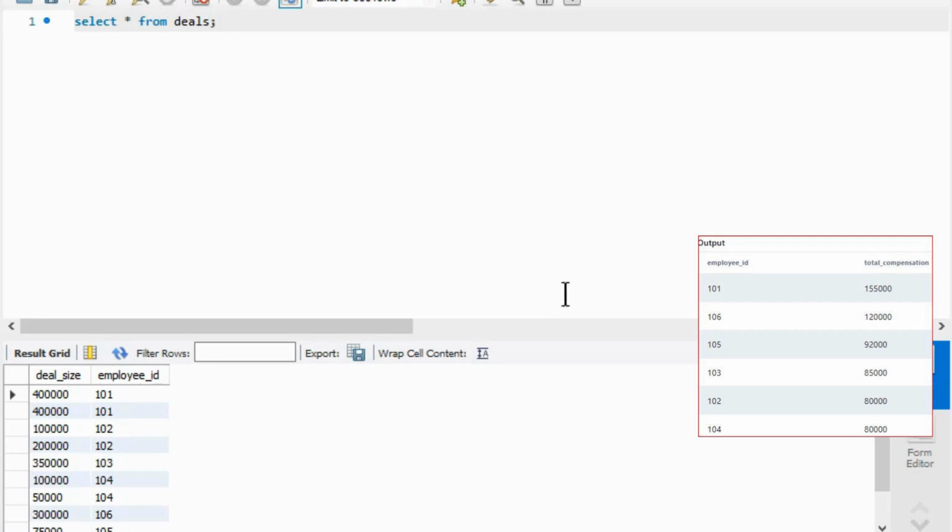In today's session, we are looking at the SQL question which was asked at Oracle to calculate the total compensation of the sales team. Let us see the query now.